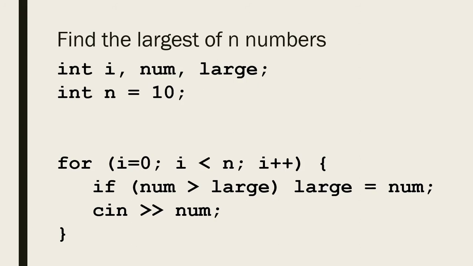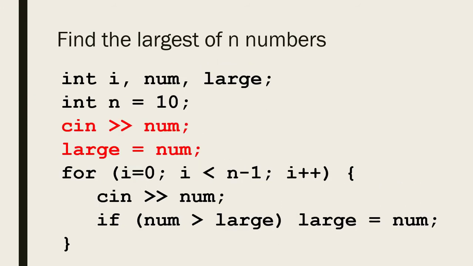That seems to be a good strategy for this. The only problem here is that num and large were declared at the top and they're undefined, and if we leave this like it is, the first time we get to the if statement inside the loop, num and large won't be set to anything, and so we'll have a big problem there.